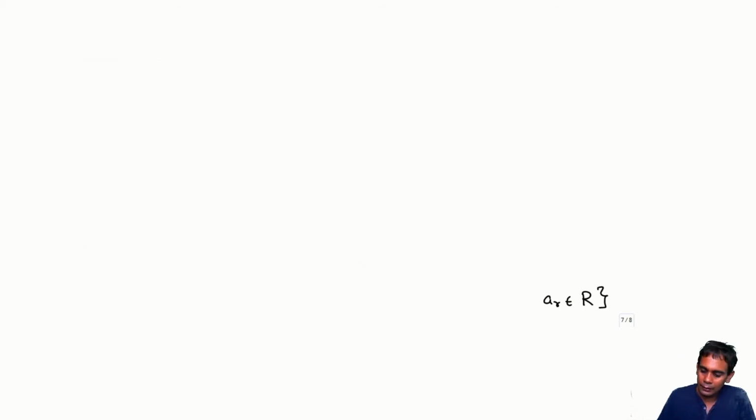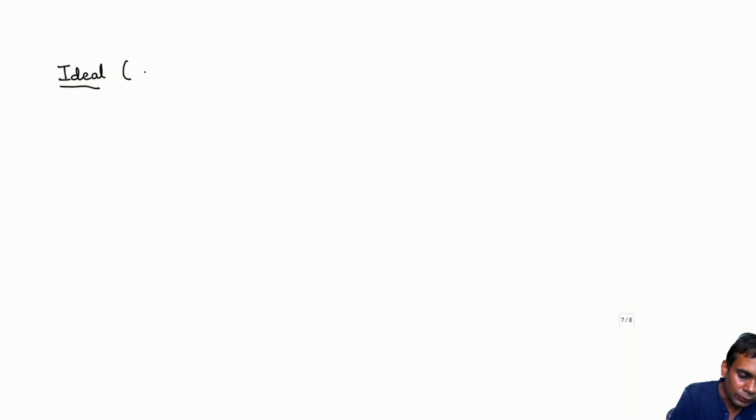Okay, another useful definition to have now is that of a principal ideal. So firstly, what is an ideal? I'll assume that R is a commutative ring.